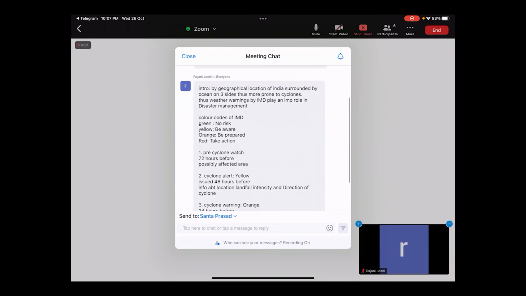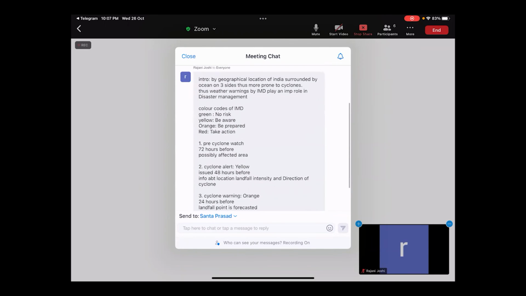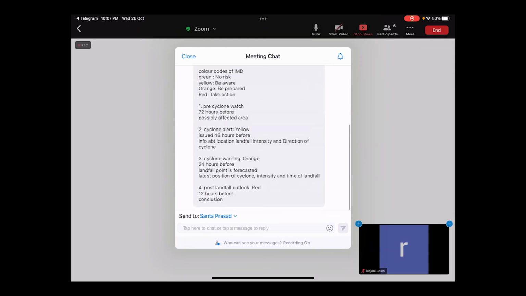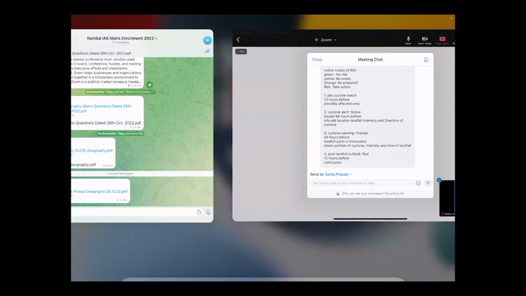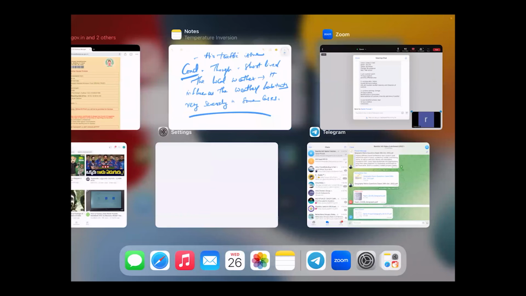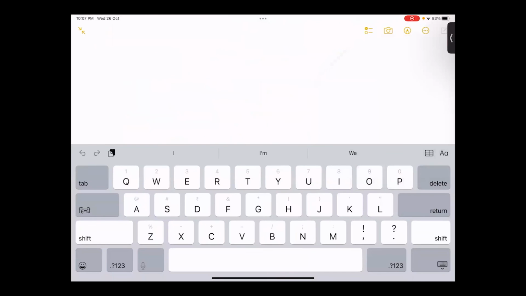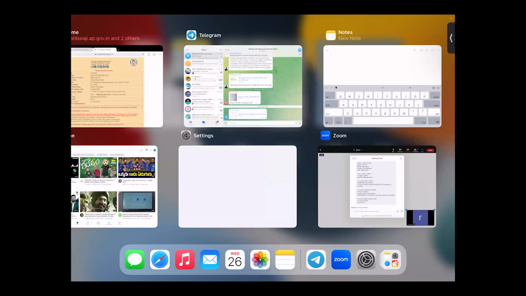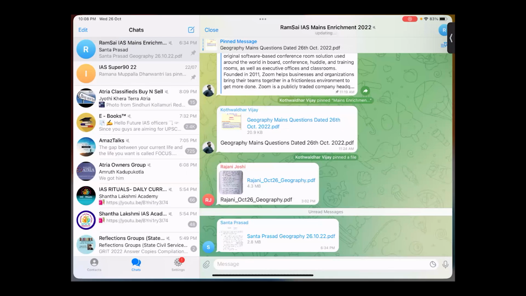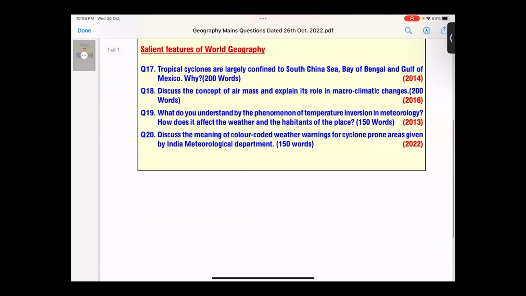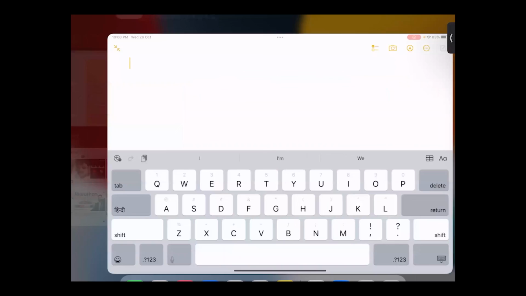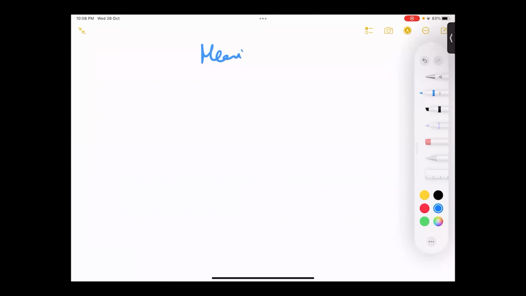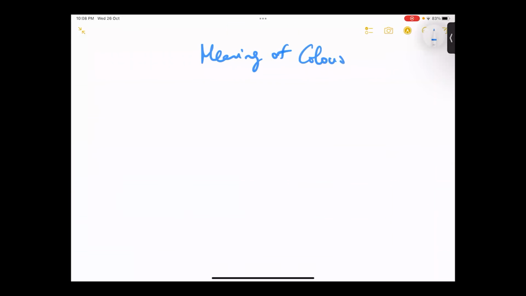Green means no risk. So what is the question about? Discuss the meaning of color-coded weather warnings for cyclone prone areas given by IMD. So it's a straightforward question. They are asking you the meaning of color codes by IMD.